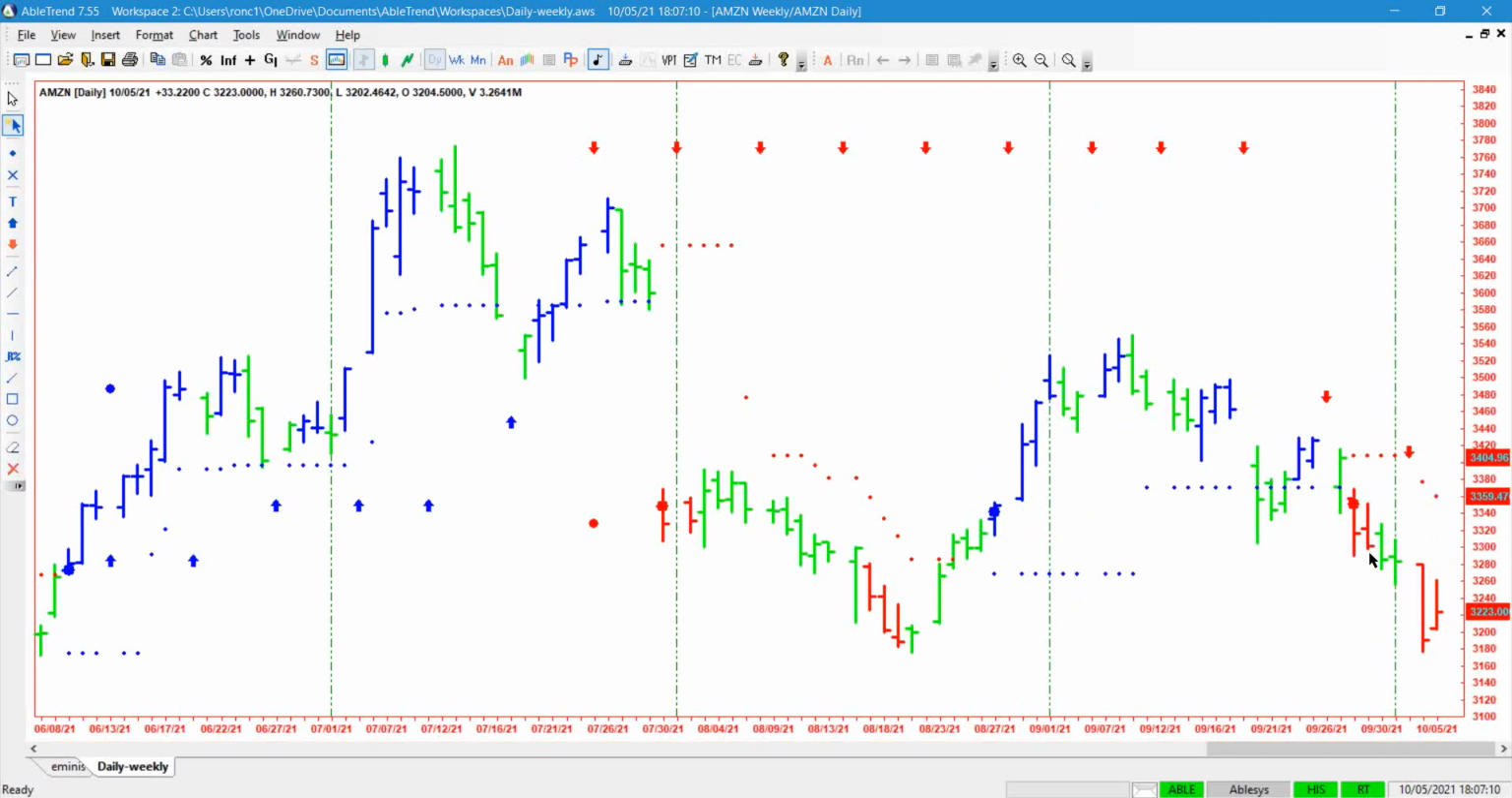Got a put option on this one last week. You're up a lot of money. So good stuff right here. Works the same for stocks, for futures, Forex, day trading, long-term trading, swing, whatever you like to do. The software doesn't care. Just depends on whatever you like. You don't have to fit Abletrend's style.